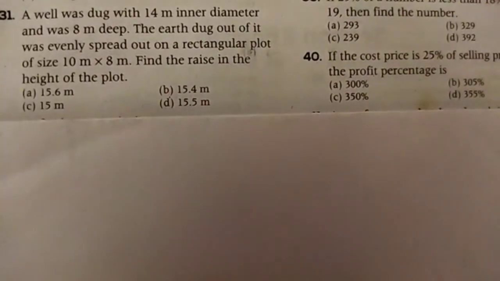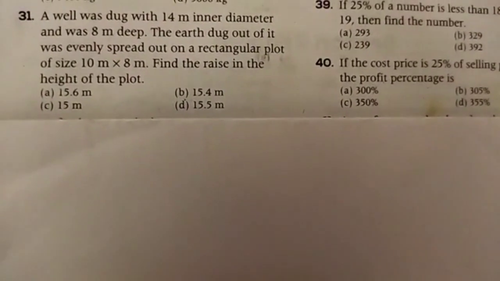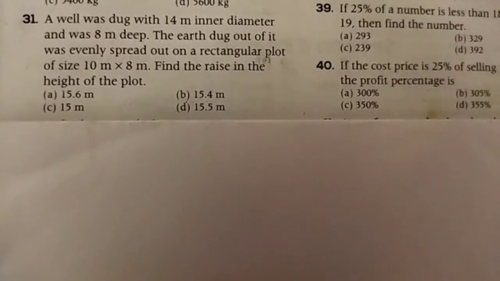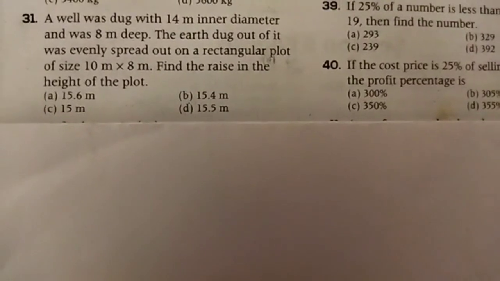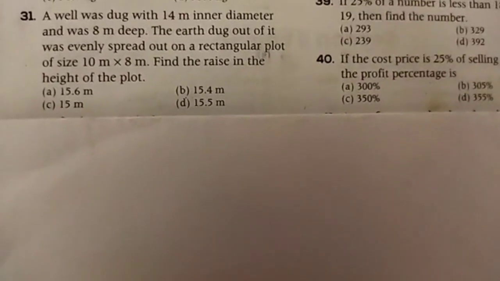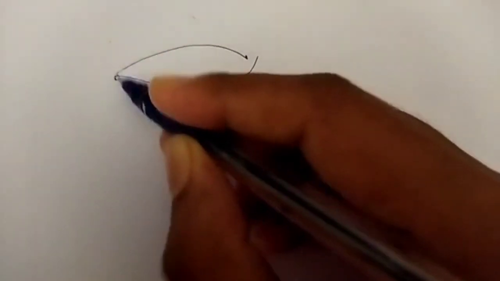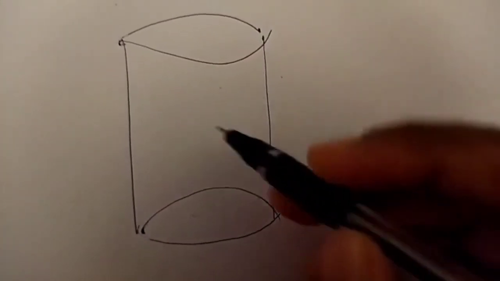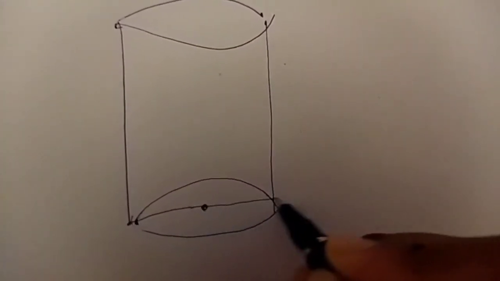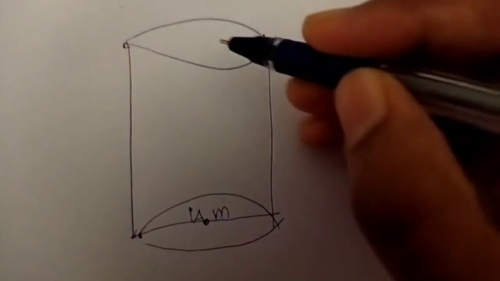A well was dug with 14 meter inner diameter and was 8 meter deep. The earth dug out of it was evenly spread out on a rectangular plot of size 10 meter by 8 meter. Find the raise in the height of the plot. There is a well. The shape of the well is in the form of a cylinder. So this is the well. Let's imagine this as the well. The inner diameter of the well is given as 14 meter and height was 8 meter.